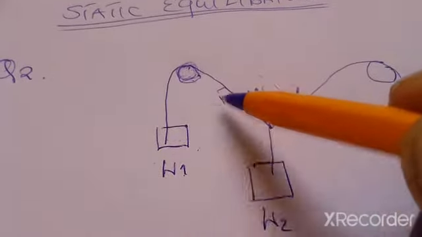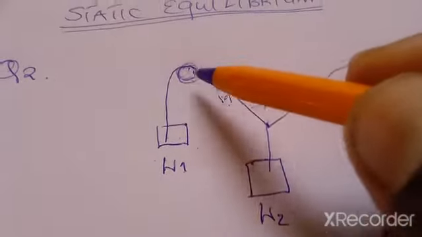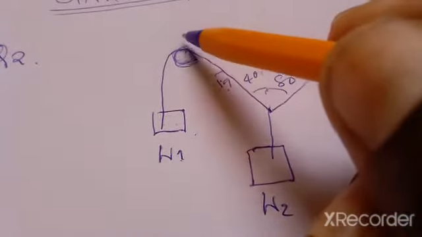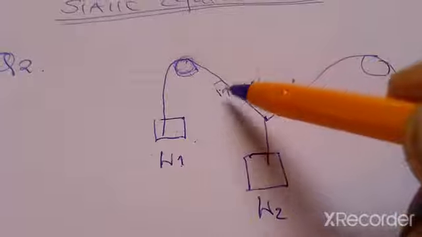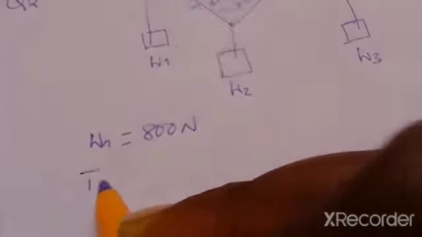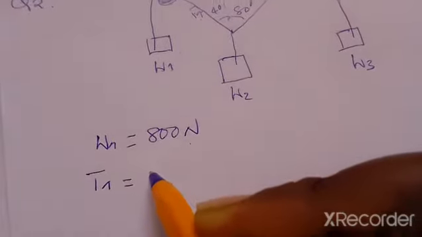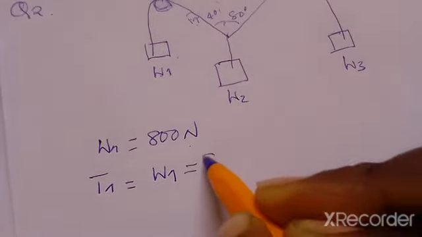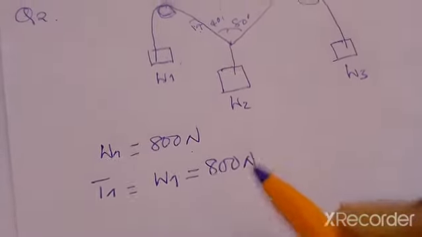That is why it is in equilibrium, it is not moving. If that was not the case, the system would not be in equilibrium. You would find this would either move down or move up. The fact that it is not moving means T1 is equal to W1. So we can say that T1 is equal to W1, or weight 1, which is equal to 800 newtons.